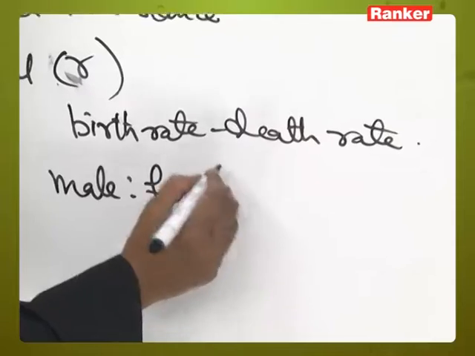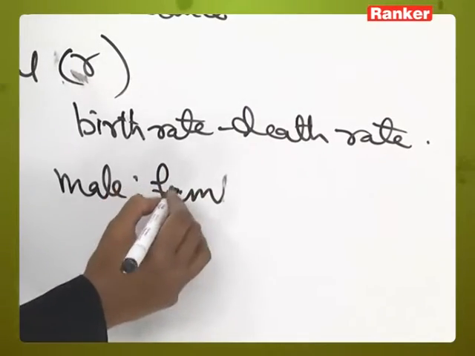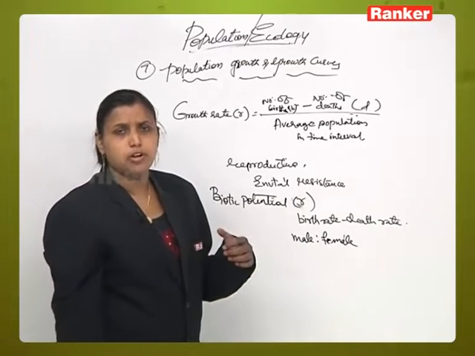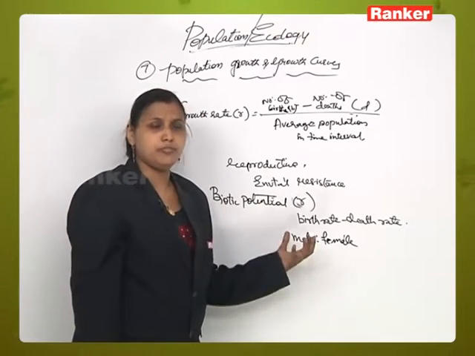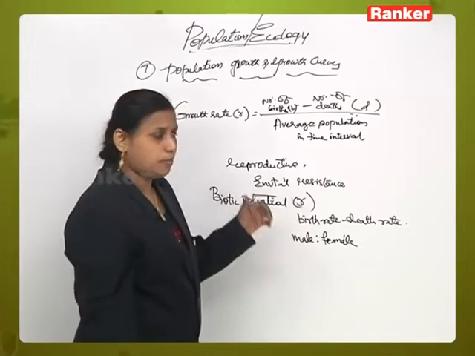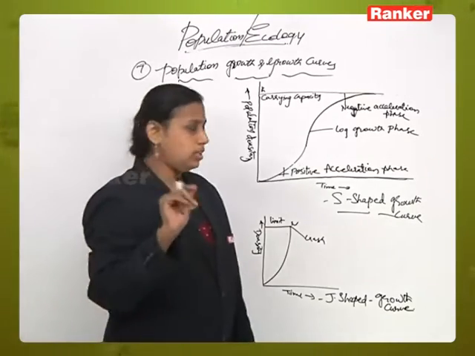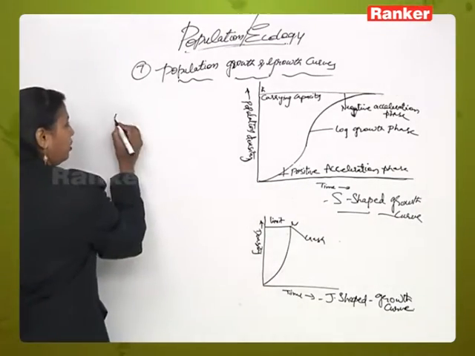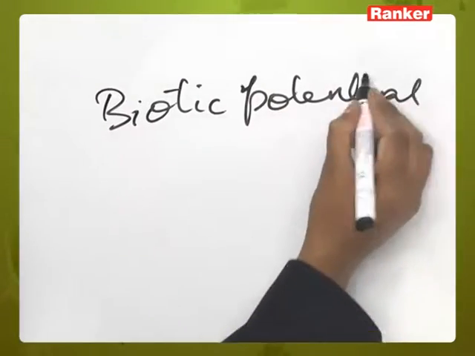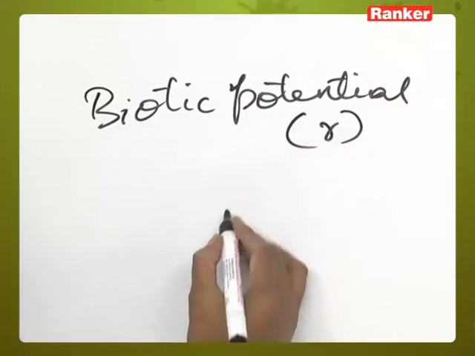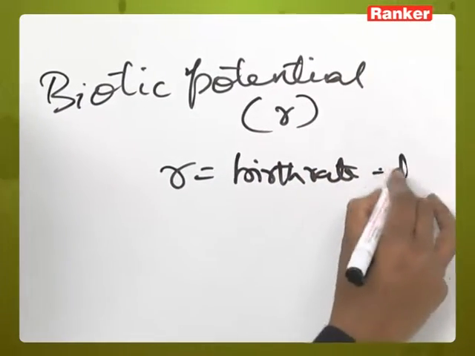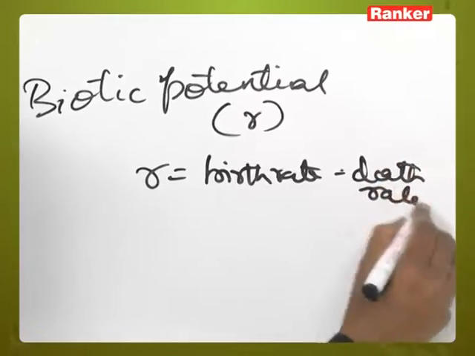The number of females alive and the number of males alive in a particular population also show the total biotic potential of that population. We will talk about two terms here. First we have talked about biotic potential. In biotic potential we have considered it as R, and we have said R is equal to birth rate minus death rate. Okay, this is about biotic potential.